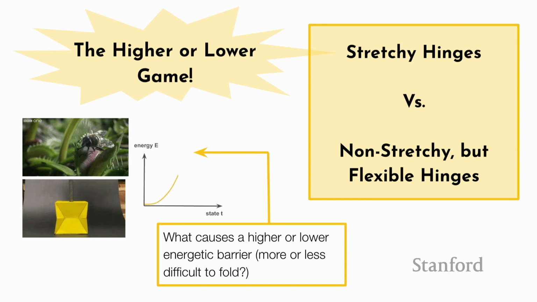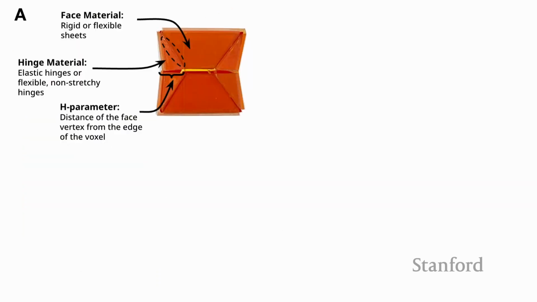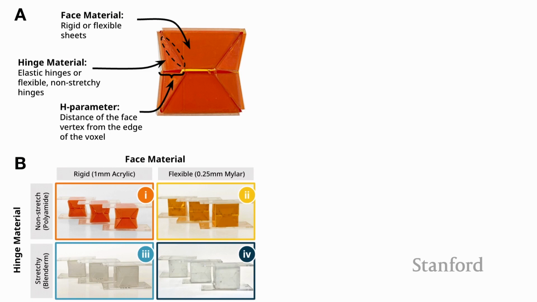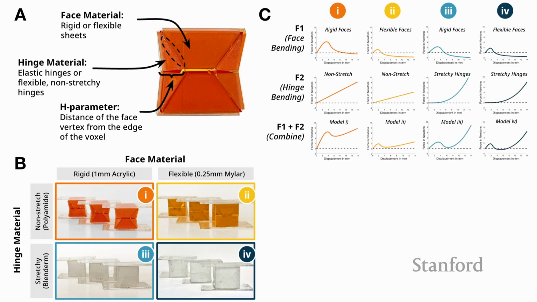Okay, this was actually a trick question, and that was a pretty interesting finding of our study. We looked at the face material and the hinge material, and whether we want rigid or flexible, stretchy or non-stretchy. Then we created mathematical models for both of them, to accommodate the amount of face bending as well as the amount of hinge bending, to see if we could sum them up to predict what kind of energetic curve we would get.